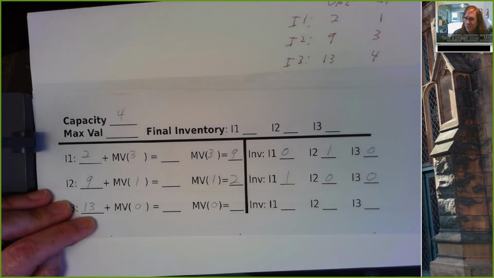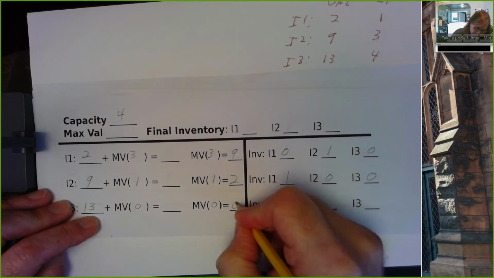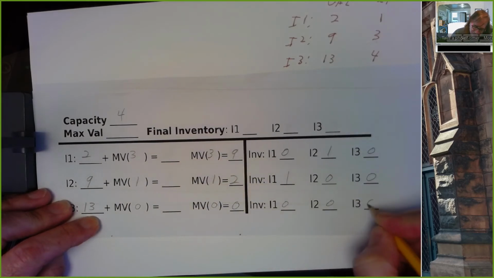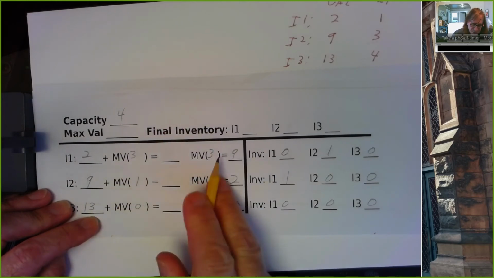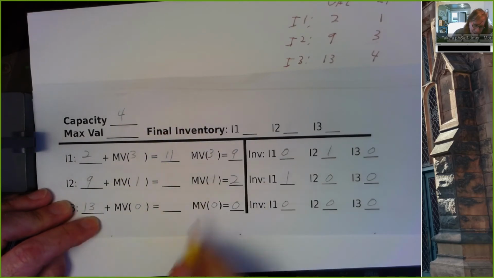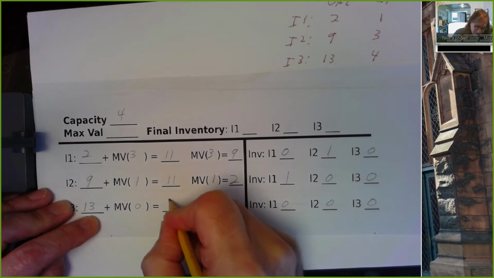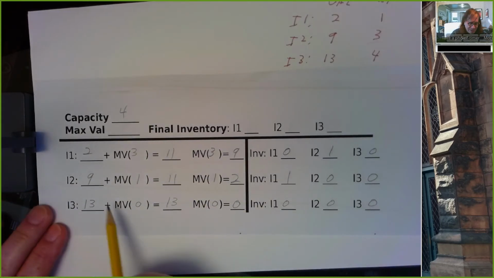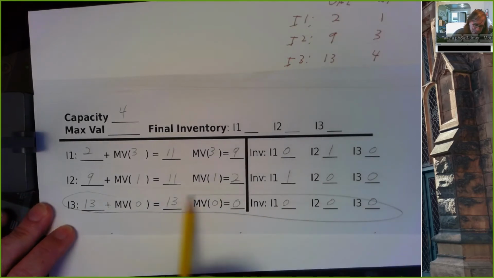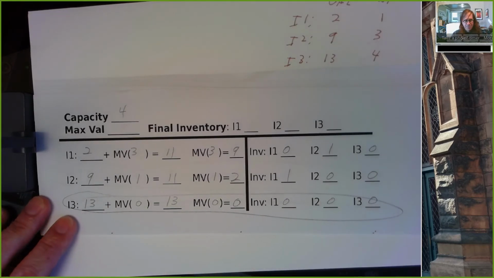And max val 0, I can go back in my cache, but I remember its value is 0. And there's no items. So what are the actual numbers I get here? 2 plus 9 is 11. 9 plus 2 is 11. 13 plus 0 is 13. So which one gives me the maximum value? This one, where I start with item 3.